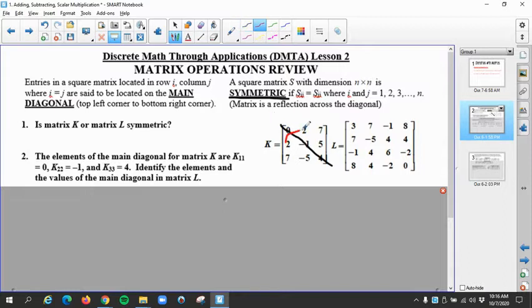So the 2's are equal. The 7's are equal. This is a -5. This is a +5. They are not the same. Matrix K is not symmetric.